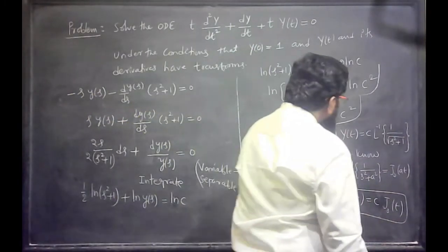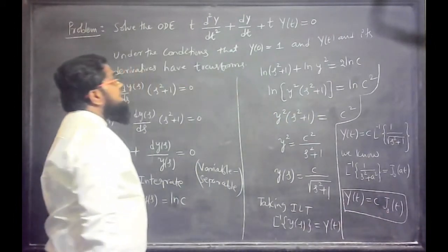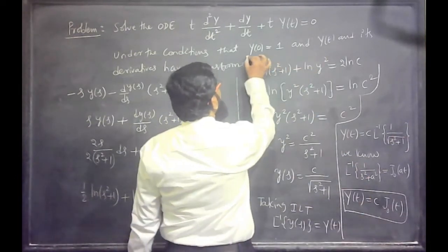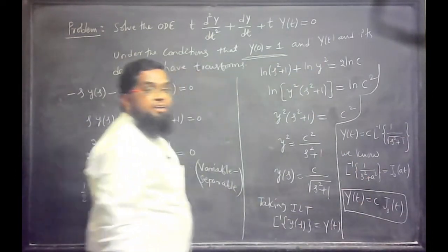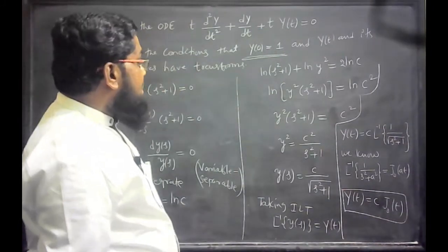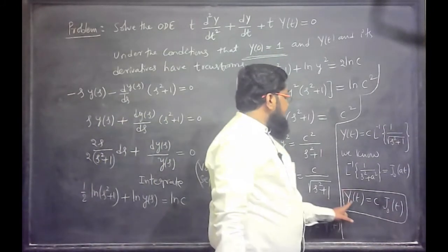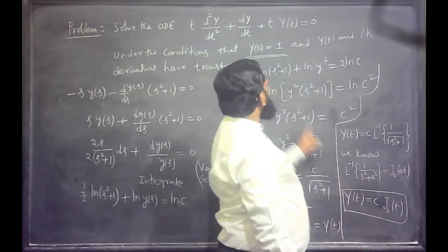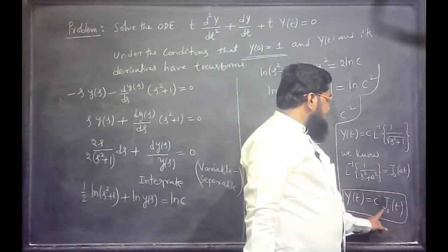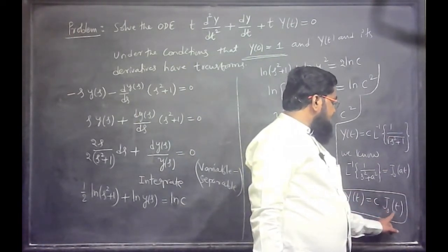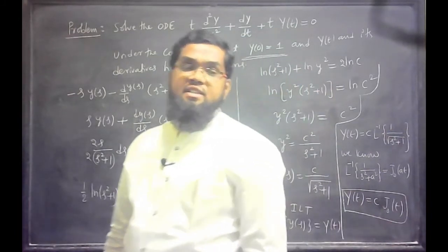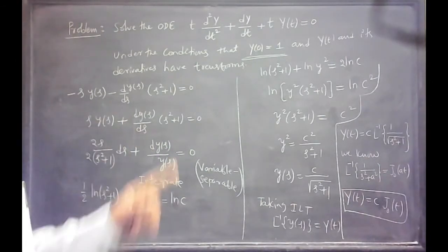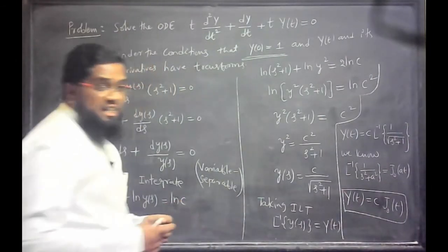But that c is an integration constant that we need to eliminate. How to eliminate that? By using the boundary condition. What is that boundary condition? y of 0 is given as 1. So now substitute that y of 0 here. In place of t, you substitute 0. Then y of 0 is 1, c into J naught of 0, but J naught of 0 is 1. So then I'll get c is 1.